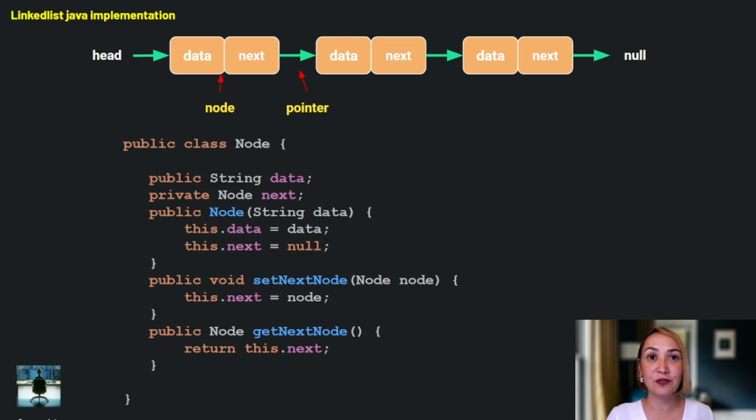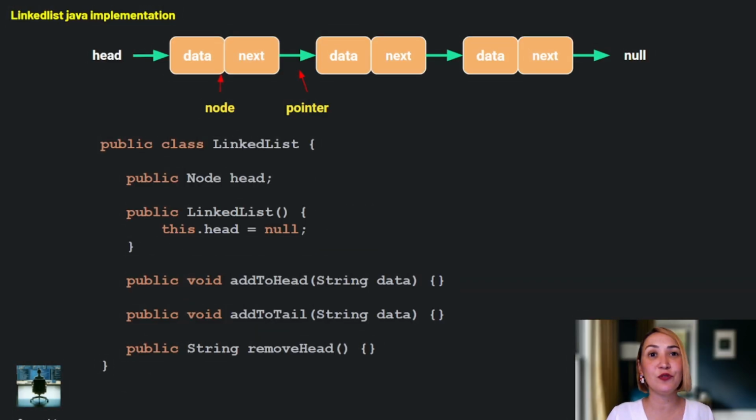Before we dive into the methods, let's start with the foundations of our linked list implementation, the node class and the linked list class. The node class represents each element in the linked list. It contains two key attributes: data, to hold the actual value of the node, and next, a reference or pointer to the next node in the linked list. This allows us to link each node to form the chain of the linked list.